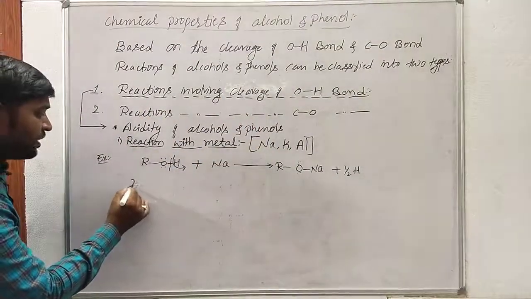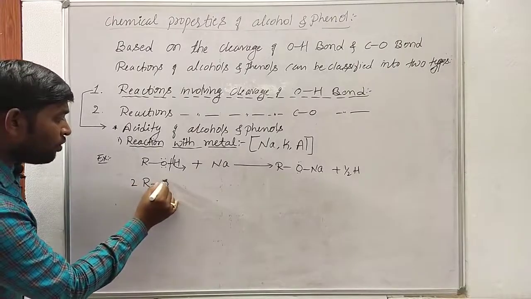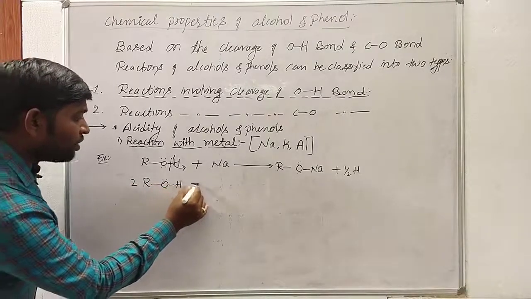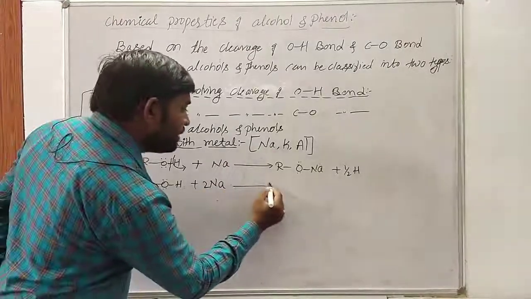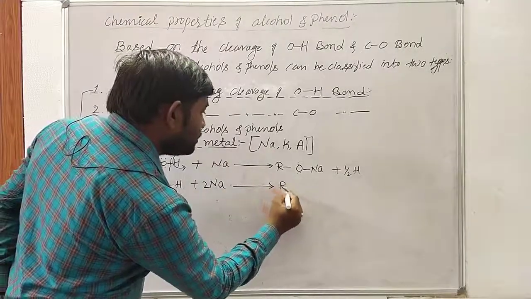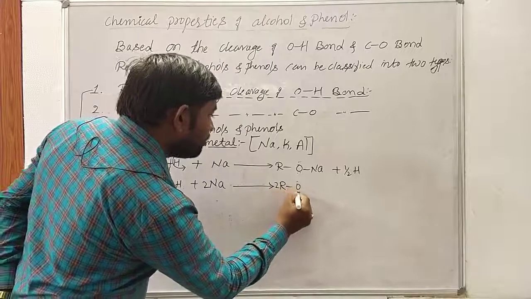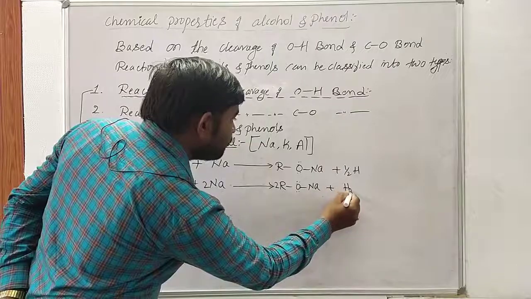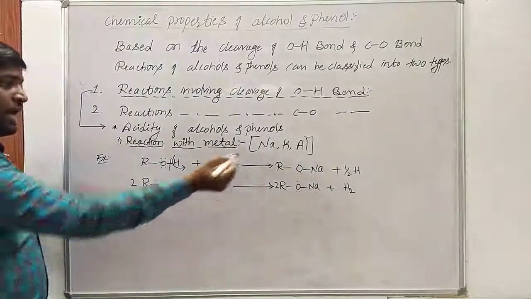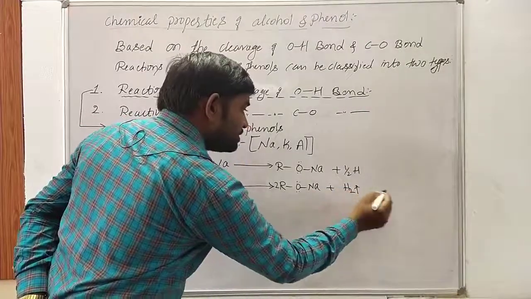So, for example, consider two molecules of alcohol reacting with two atoms of sodium metal. That leads to the formation of two molecules of sodium alkoxide. This is dihydrogen, which exists as a gas.